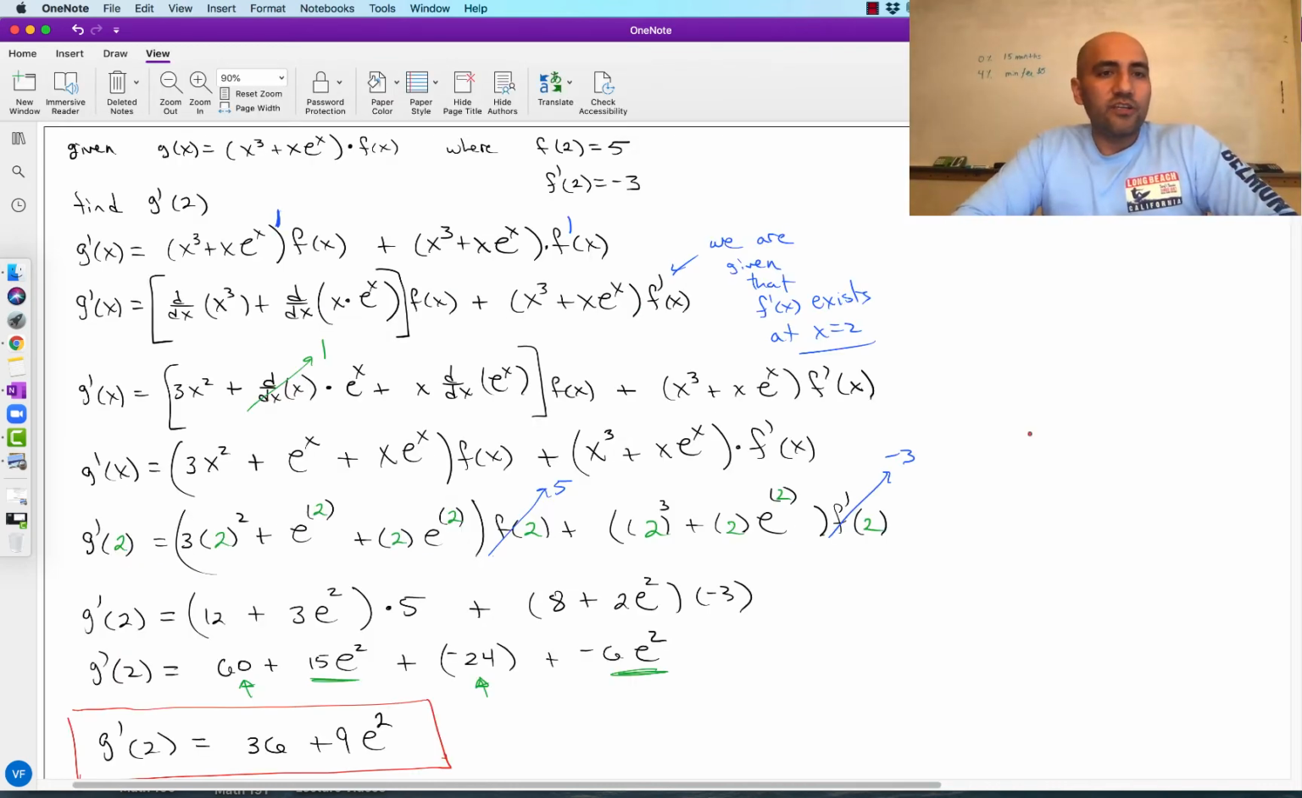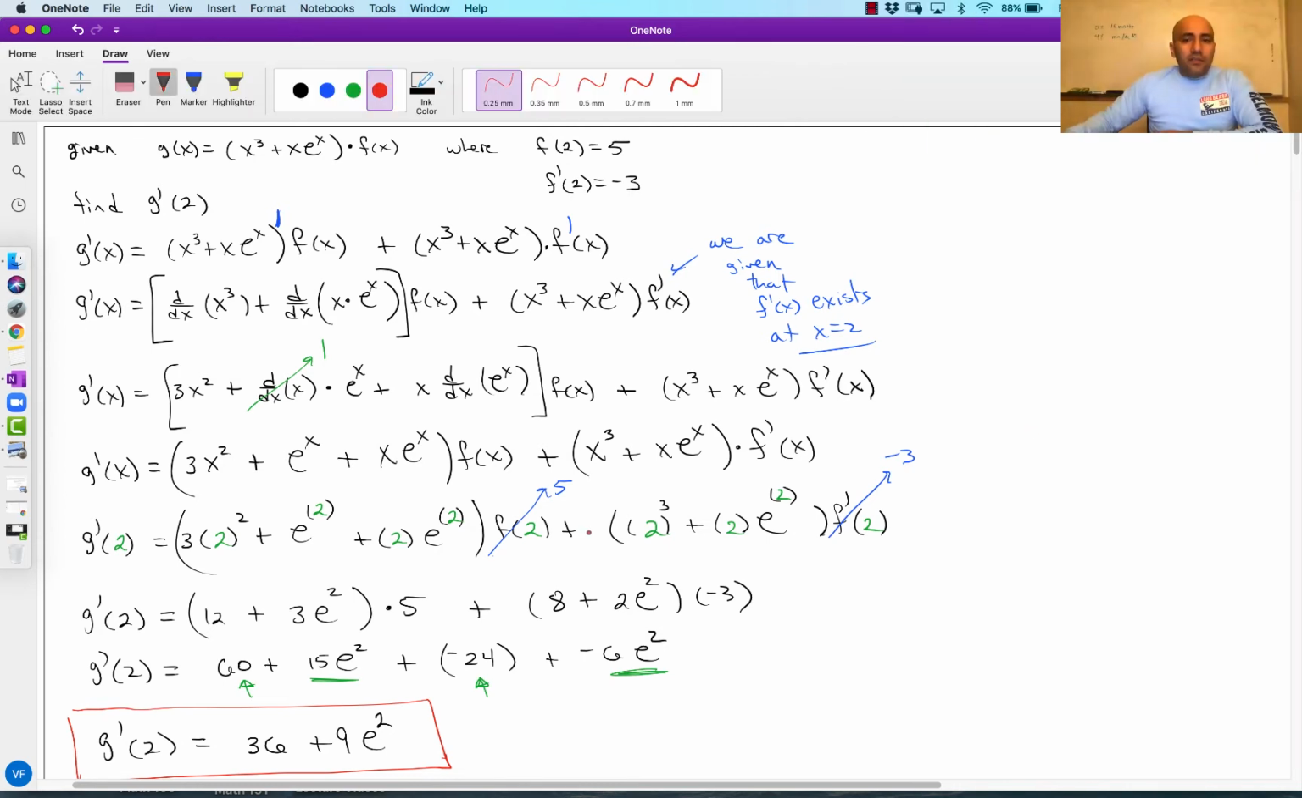Okay, so given g of x equals this product, we can apply our product rule, simplify, combine, reduce, and then come back and evaluate our function defined g prime of 2. Okay, so now let's think about what this means. So we are given this function here. We can't really graph it because we don't really know what f of x is. We only know that f of 2 is 5, and we know that f prime of 2 is negative 3. So we can evaluate this function at 2. Let's do that.